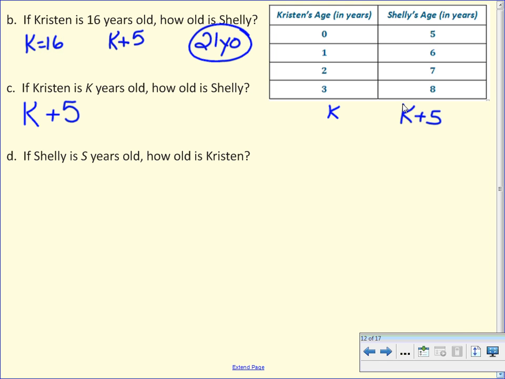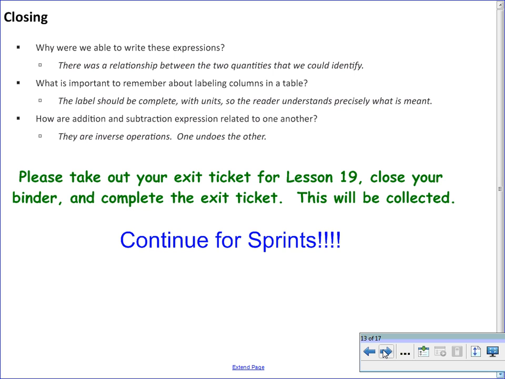But now if Shelly is S years old, how old is Kristen? Yeah, S minus 5 because she's 5 years younger. Okay? Remember, addition and subtraction are inverse operations. So the inverse operations can help us with the expressions. Also, make sure that you label your columns in a table and that you label your answers as well.